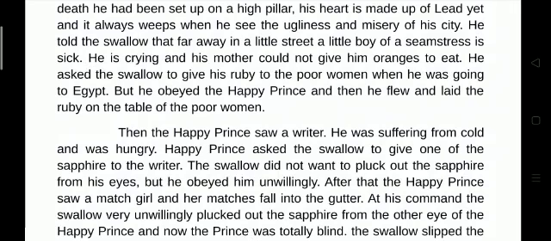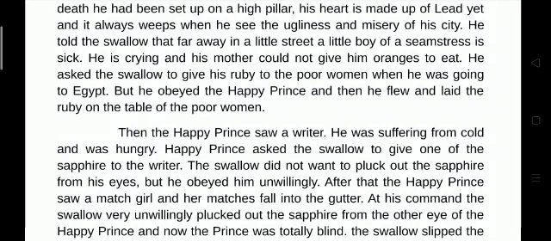Now the happy prince is saying so, and the swallow has to obey it. So unwillingly he obeyed. After that, the happy prince saw a match girl, the third person he saw, a girl who was selling matchsticks, and all her matches fell into the gutter and were wet. Now the girl is crying.